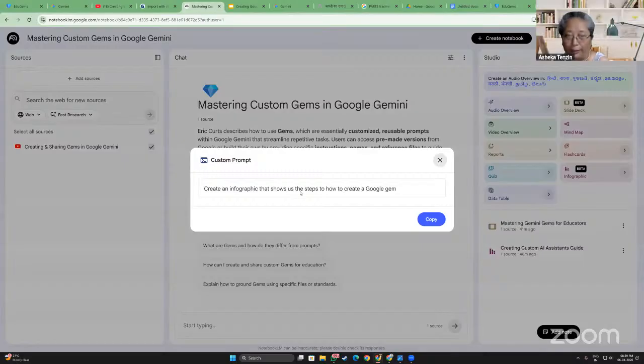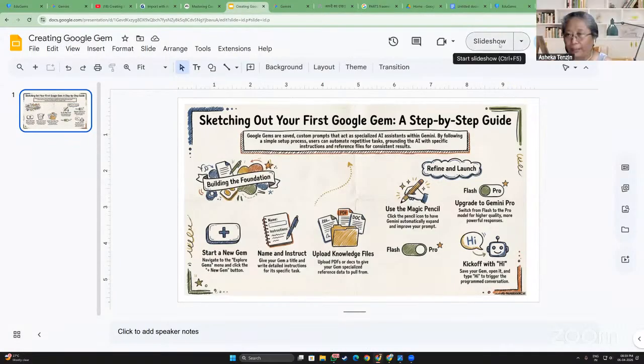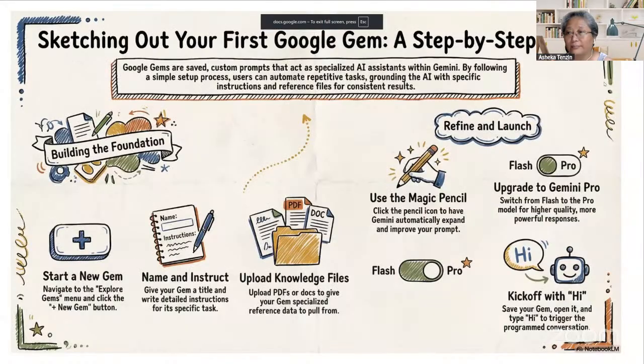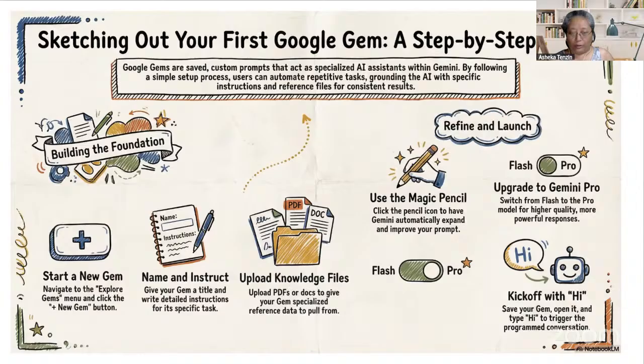Create an infographic that shows us the steps to create a Google Gem. Yeah, deck. Wow. Start a new gem, name it, give your gem a title, upload the knowledge files, use the magic pencil to automatically improve your prompt.